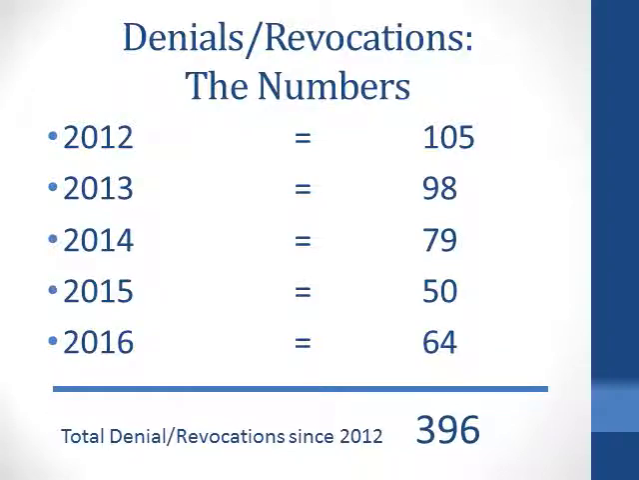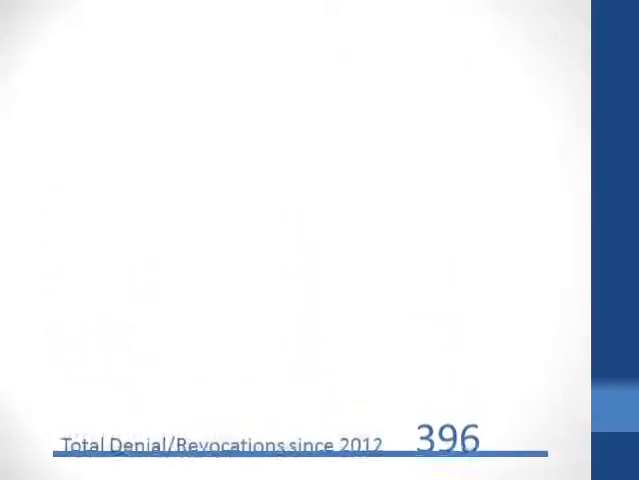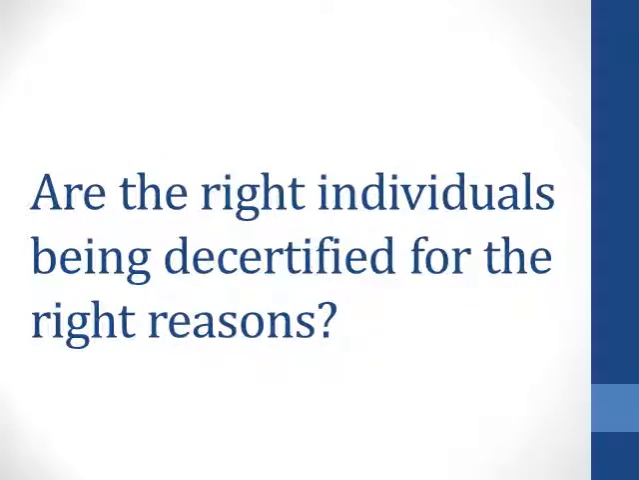These numbers prove that the Board can and will revoke the certifications of public safety professionals who engage in any type of misconduct. However, the question now becomes, are the right individuals being decertified for the right reasons? As one would expect, Oregon standards governing public safety professionals have evolved over time and continue to evolve to meet the ever-changing legal landscape as well as adapt to societal and political expectations of providers of public safety in Oregon.